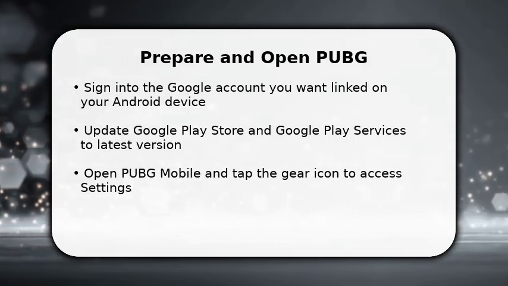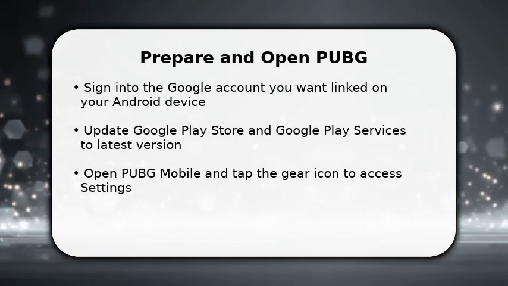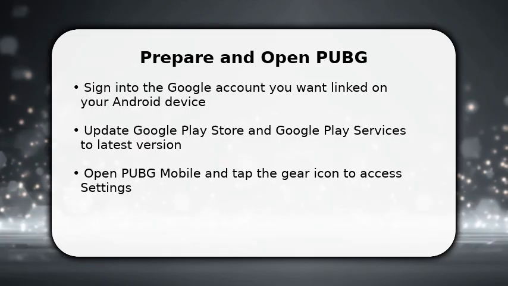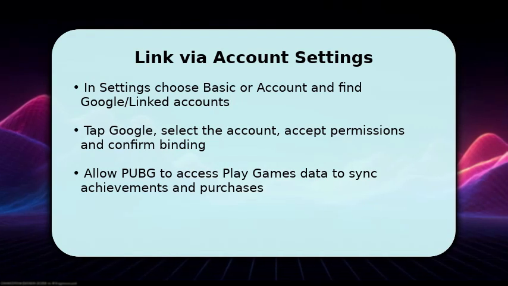Then open Pubg Mobile and tap the gear icon at top right to open settings. From here, you're ready to access the account menu. We'll use that menu to begin the actual Google Play linking process. You now proceed to link.